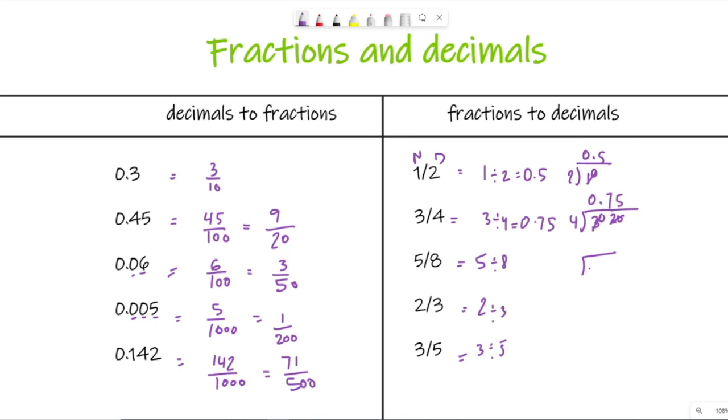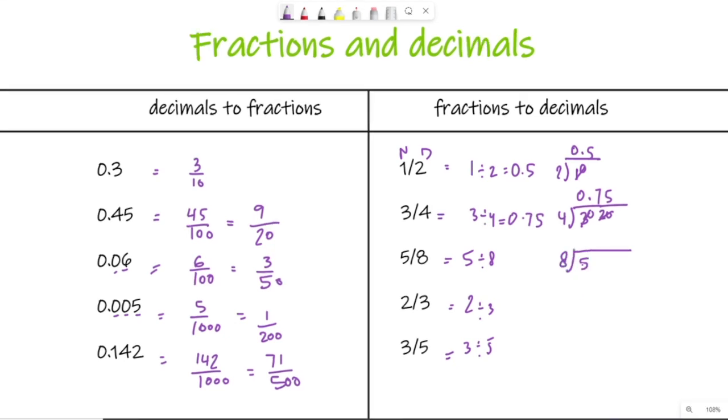5 divided by 8. How many 8s go in 5? 0, because 5 is smaller than 8. So we'll give this a 0 with a decimal. How many 8s go in 50? 8 times 6 is 48. Remainder is 2. Give it a 0 again. How many 8s go in 20? 8 times 2 is 16. Remainder is 4. Give it a 0. How many 8s go in 40? 8 times 5 is 40. So the answer is 0.625.